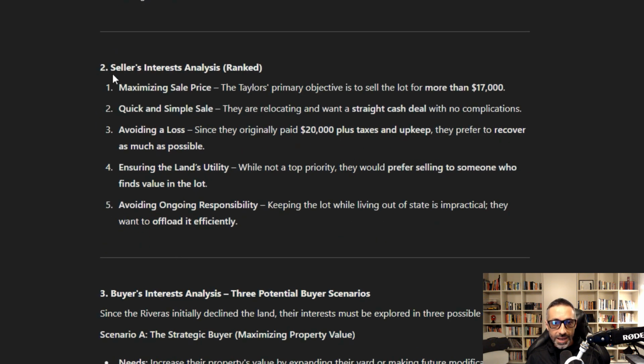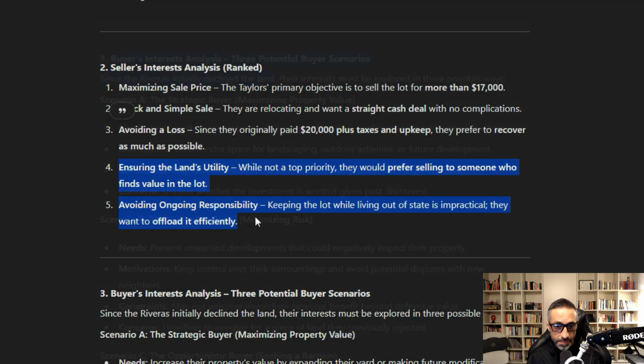Now, which are the seller's interests, the Taylors' interests, ranked? For sure, maximizing sales price, a quick and simple sale, avoiding a loss. Since they paid originally $20,000 plus tax and upkeep, they prefer to recover as much as possible. Ensuring the land's utility, while not a top priority, they would prefer selling to someone who finds value in the lot. Avoid ongoing responsibility. Keeping the lot while living out of state is impractical. They want to offload it efficiently.